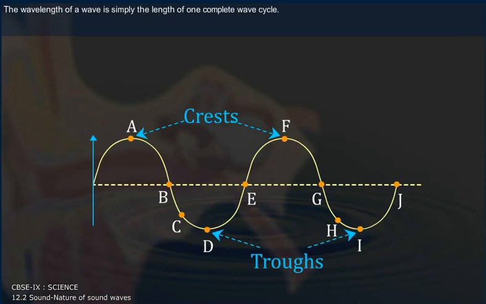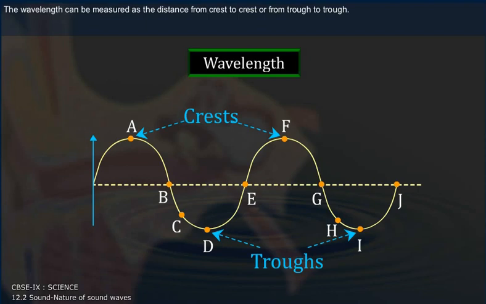The wavelength of a wave is simply the length of one complete wave cycle. A wave has a repeating pattern, and the length of one such repetition, known as a wave cycle, is the wavelength. The wavelength can be measured as the distance from crest to crest or from trough to trough.